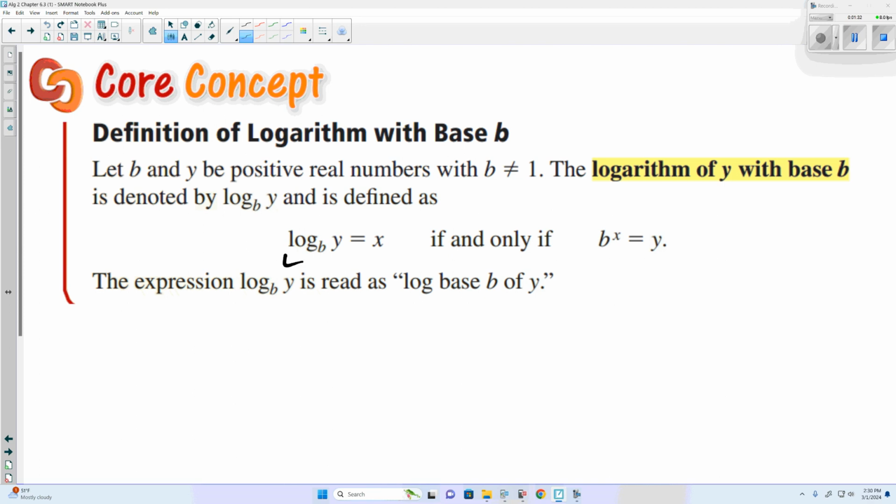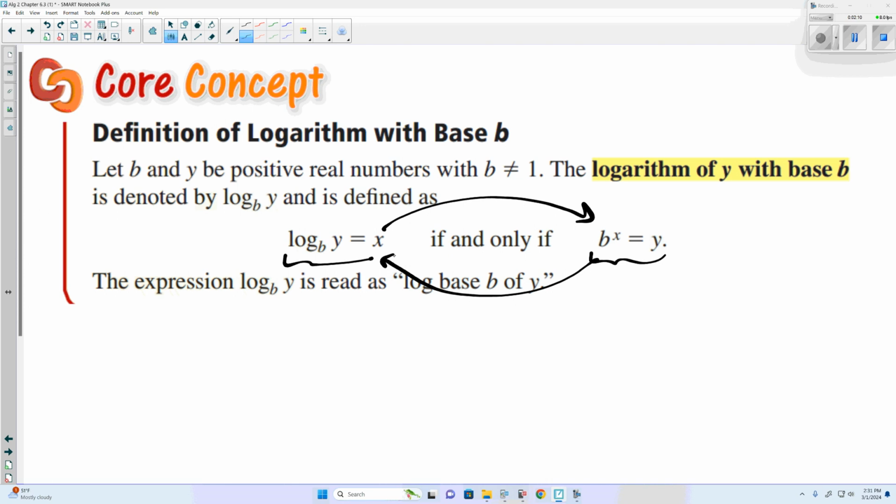But the main thing we're going to focus on for this first part here is these two statements. Log base b of y equals x, if and only if b to the x equals y. So that means I can be given the logarithmic form and turn it into the exponential, or we can be given the exponential form and turn it back into the logarithmic. We can go from one to the other. And this is helpful, especially when we start trying to solve these exponential equations.